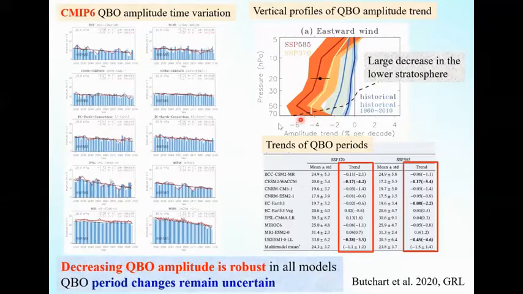But on the other hand, this is the trend of QBO period in each model. Some models projected a shorter period, but other models projected a longer period. Only the bold values are statistically significant. So across all models, most do not have a significant result for QBO period changes. So we still do not have any confidence about QBO period changes.